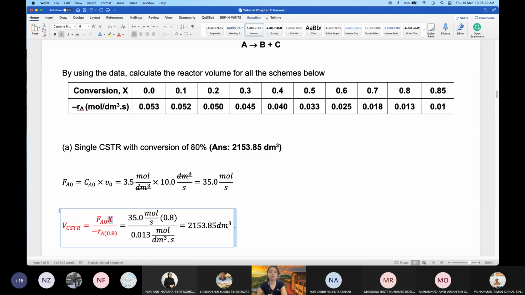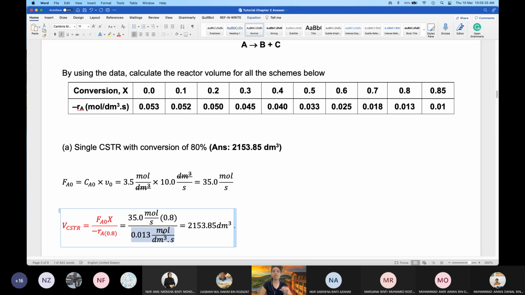So X is 0.8. So down minus RA, at the X that I want. So my X is 0.8. So minus RA when my X is 0.8 is 0.013. So, you replace minus RA with 0.013. So, look at this part, we divide.